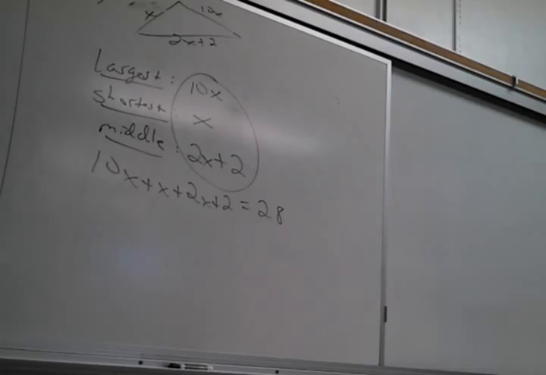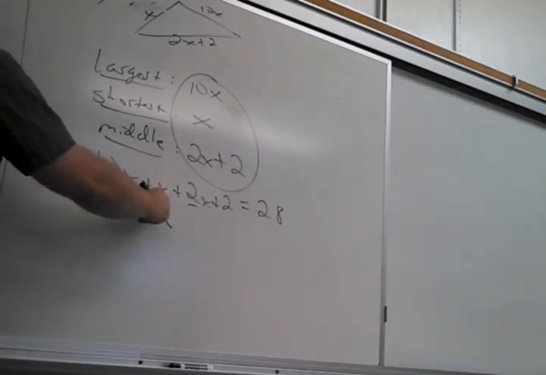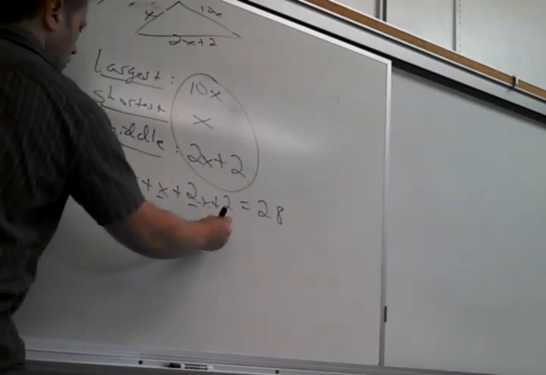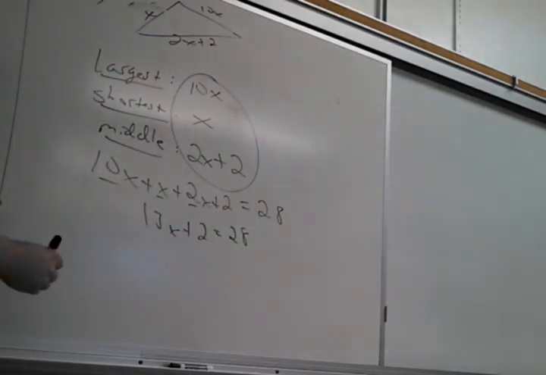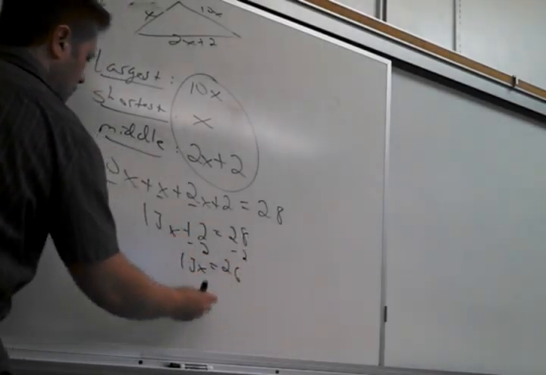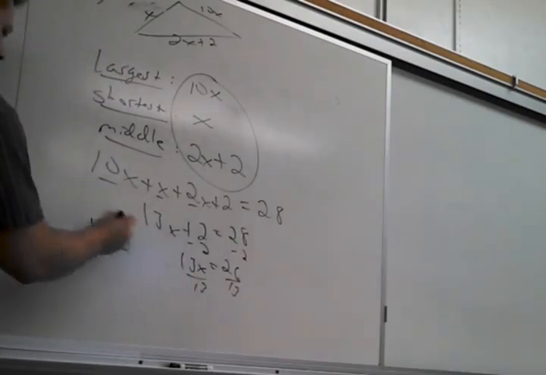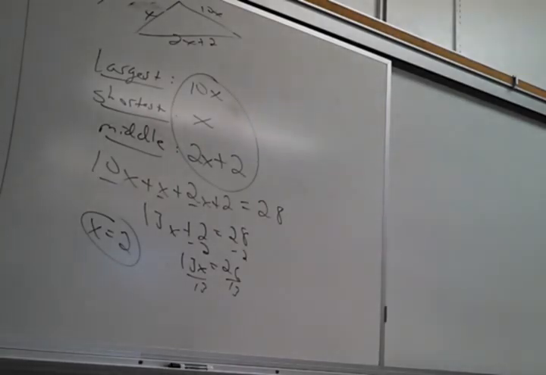Now, of course, this should be the easy step. The hard step should be getting to that equation. The easy step should be solving that equation. So how do I solve that equation? Beautiful. So I have how many X's? 13. Yeah, 10, 11, 13. Minus 2 on both sides. 13X equals 26. Divided by 13. X equals 2. Now, of course, if you circle that and go to the next one, that's no good.